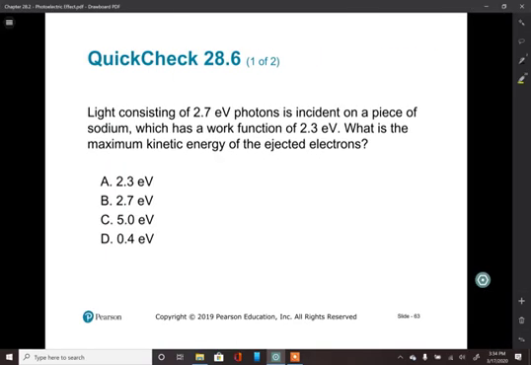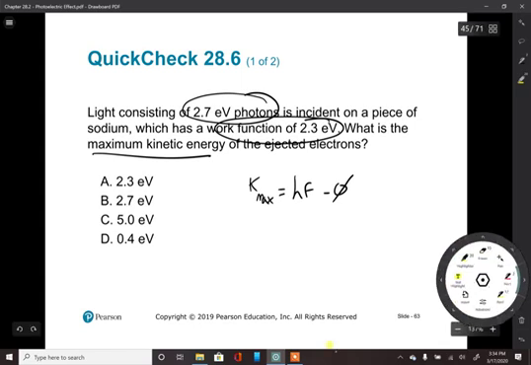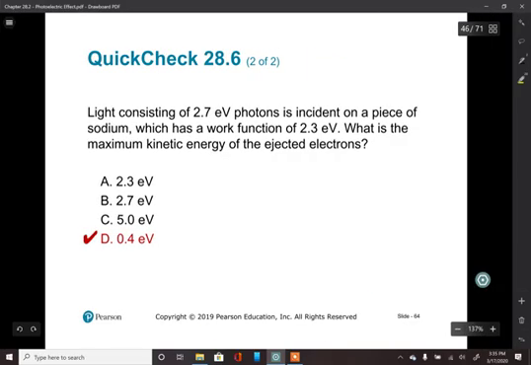Okay, so next one. We have light, we have information about the light, and we have information about the work function, and we want to know the maximum kinetic energy. Well, this is the same exact relationship: K max = hf - phi. That's the one that's going to tie all these pieces together. And remember, hf is an energy, so it's just that value, 2.7 electron volts. And the work function is an energy, which we have right there. So we just plug the numbers in. It's just 2.7 minus 2.3, which is 0.4 electron volts. Sure enough.